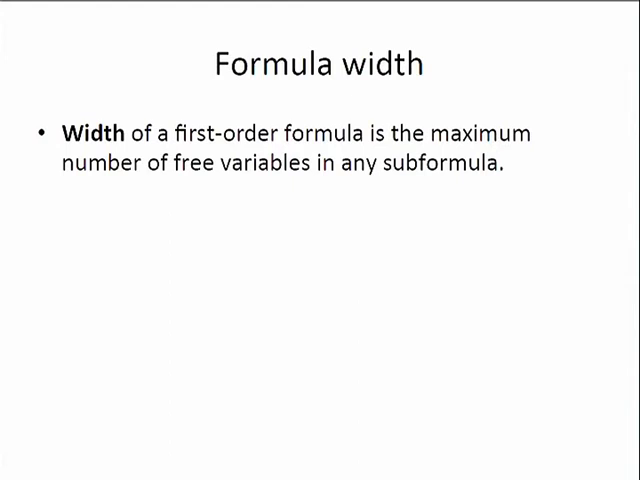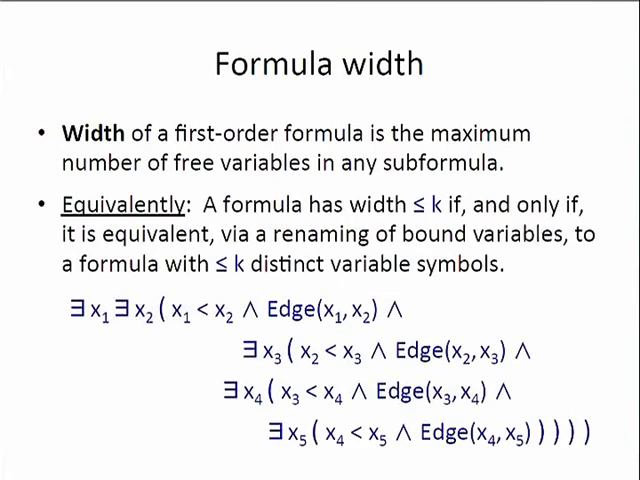The width of a first order formula is the maximum number of free variables in any subformula. Equivalently, a formula has width at most k if and only if it's equivalent, via some renaming of the variables, to a formula which has at most k distinct variable symbols. Here's an example. Consider the following formula, in the language of ordered graphs. It says that there exists an increasing path of length 5. There exist x1 and x2, where x1 is less than x2 and there's an edge, and there's an x3 which is greater than x2, with an edge to x2, and so on. So there's some increasing path of length 5 in the ordered graph.